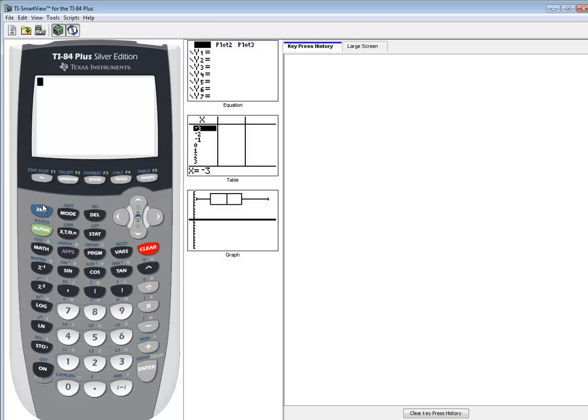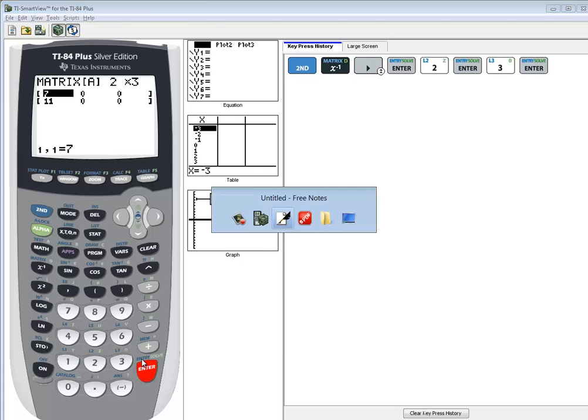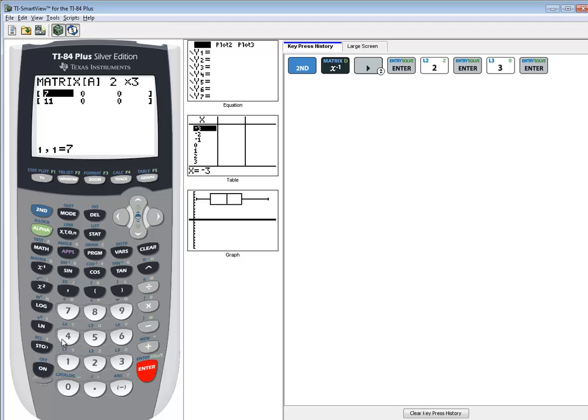So I'm going to do a second x to negative 1, go to my matrix. If you have a TI-83, you may have a matrix button. Go over to edit, enter on A, and then 2 by 3. Then type in each number, pressing enter after each one.